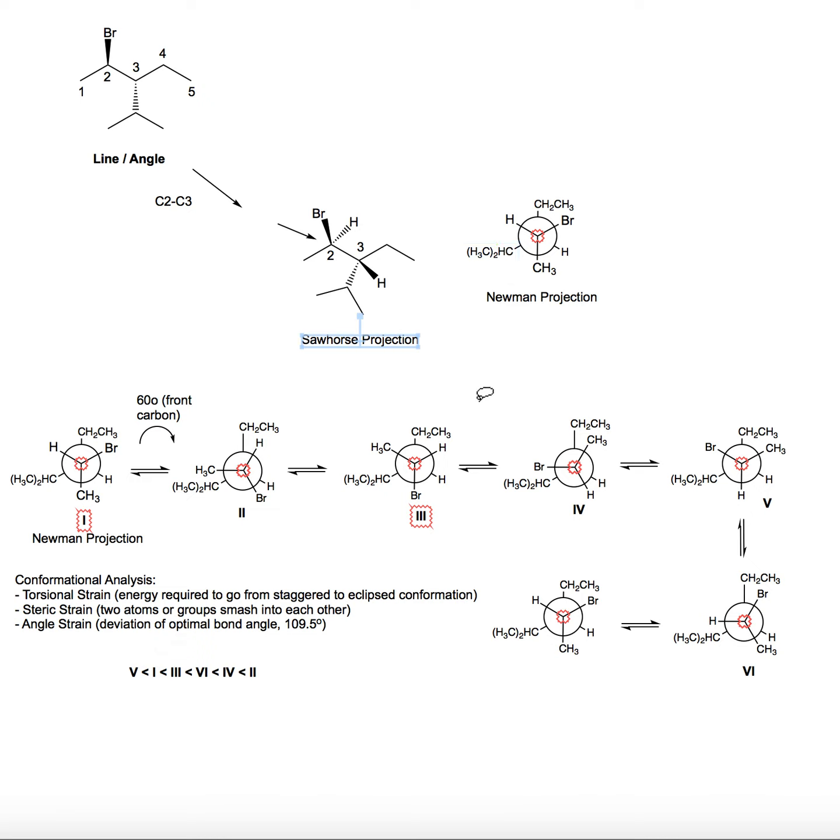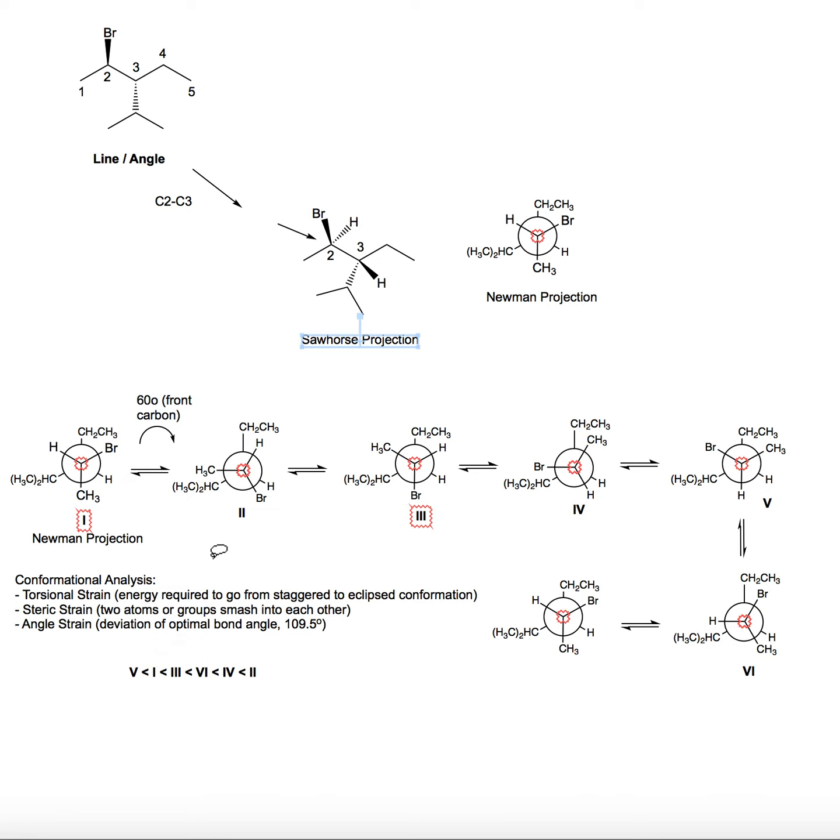Okay? When doing a conformational analysis, you just rotate 60 degrees. One of the carbons could be front or could be back. The end result is the same, keeping the second carbon fixed. In this case, we kept the back carbon fixed. We rotated the front carbon 60 degrees. So you get 6 different conformations, 3 staggered and 3 eclipsed. And then once we have the 6 conformations, we can make a conformational analysis based on torsional strain, static strain, and angular strain on each of these conformations.